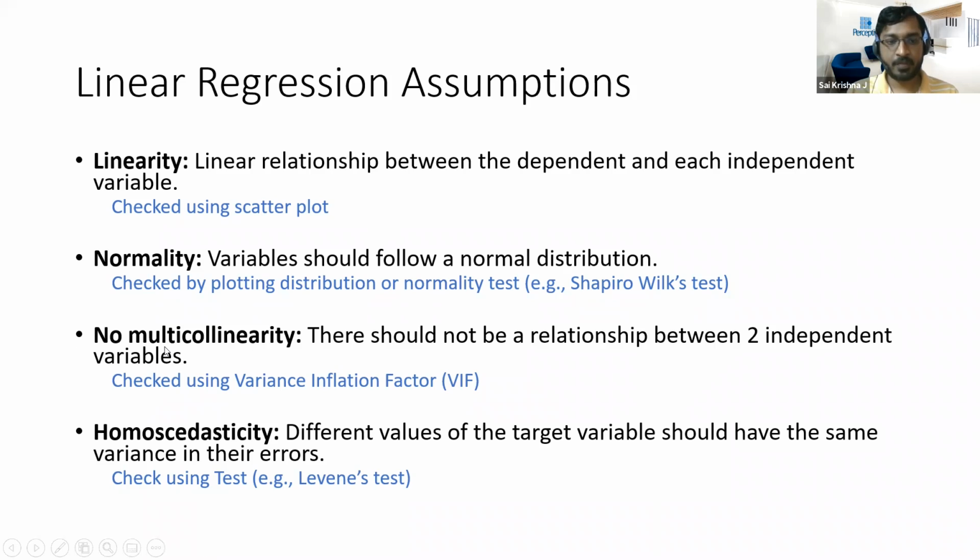And the next assumption is that there should not be a relationship between two independent variables. This condition where the independent variables are correlated, we call multicollinearity. So the relationship should only be between the dependent and the independent variables. There should not be a relationship between the independent variables within themselves.